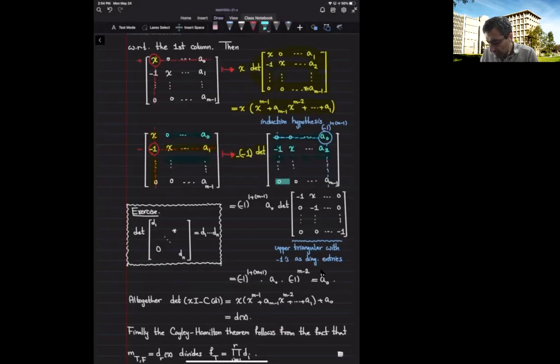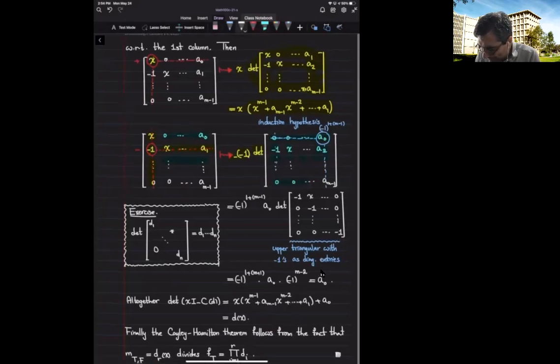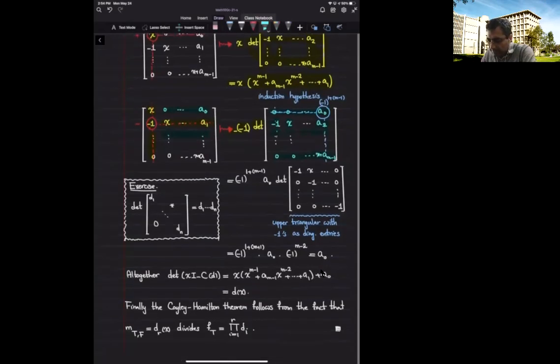So 0, 0, 0, 0, 0. Here I need to write down x plus. I made this mistake several times. X plus, x plus, x plus. So in the last row, I get 0, 0, 0 till the one just before the last one is -1, and then the last one is x plus a sub n minus 1.